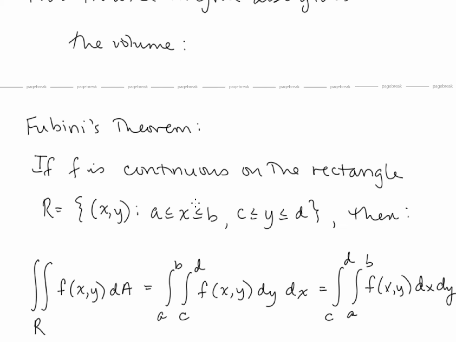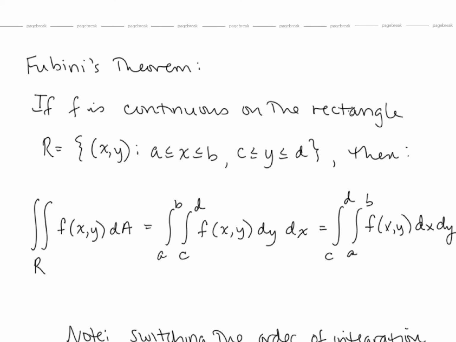And Fubini's theorem tells us if f is continuous on the rectangle, where x goes from a to b, y goes from c to d, then the double integral is equal to the iterated integral in both directions. So we could integrate on y first. Notice dy and c and d are on the inside, and then on x. Or we could integrate with respect to x. Here's the dx and the a and the b, those are on the inside. Integrate with respect to x, and then with respect to y. So this is how we're going to make our computations for our double integrals.